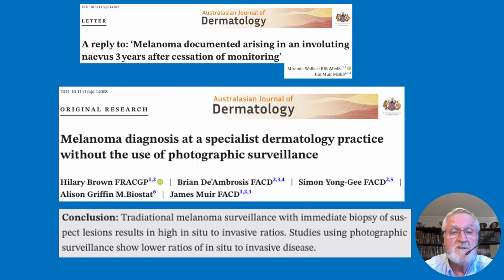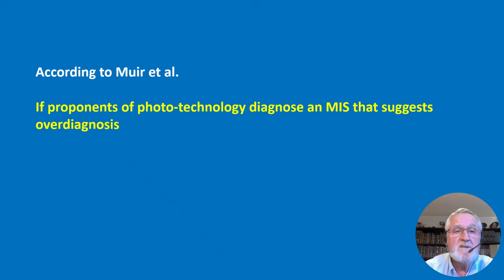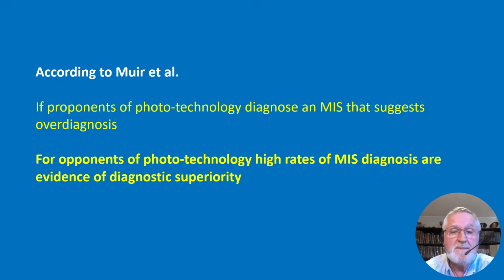And their conclusion was, traditional melanoma surveillance with immediate biopsy of suspect lesions results in a high in situ to invasive ratio. That's what they do. Then they say studies using photographic surveillance show lower ratios of in situ to invasive disease. So, according to Muir and others, if proponents of phototechnology diagnose a melanoma in situ, that suggests overdiagnosis. Whereas, if they diagnose and have high rates of melanoma in situ diagnosis, that's evidence of diagnostic superiority. Think about that. Fascinating.